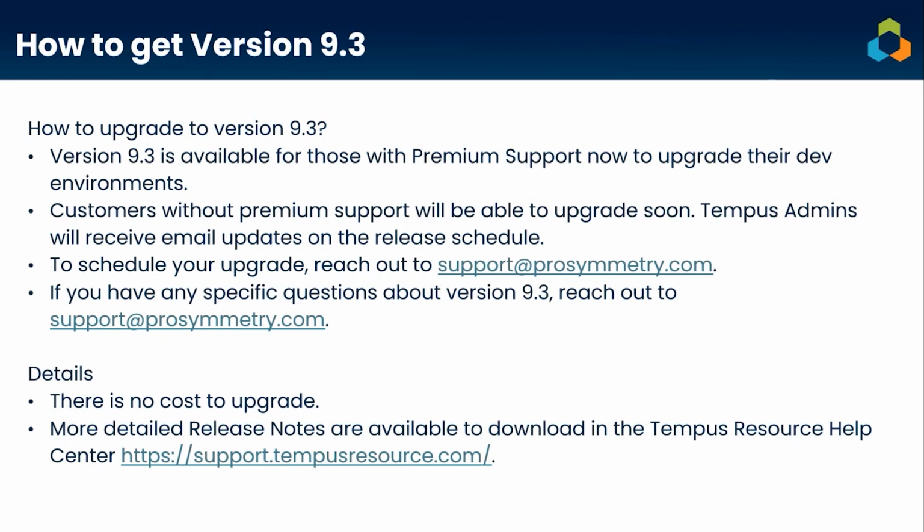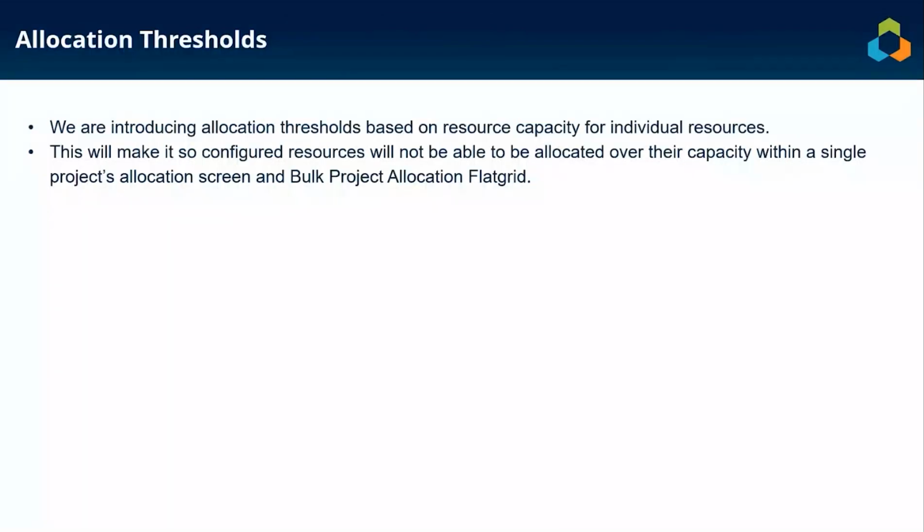schedule. We are changing our internal process on how we manage upgrades, so please reach out to support@prosymmetry.com to schedule your upgrades. Additionally, if you have any specific questions about version 9.3, also reach out to support@prosymmetry.com. There is no cost to upgrade, and more detailed release notes are available to download in the Tempus Resource Help Center.